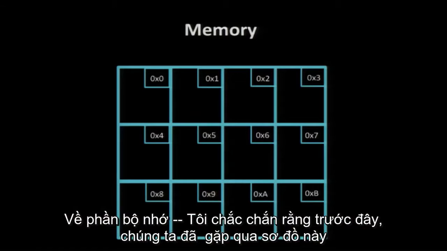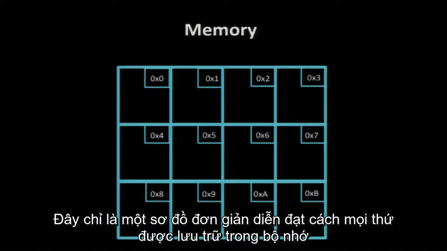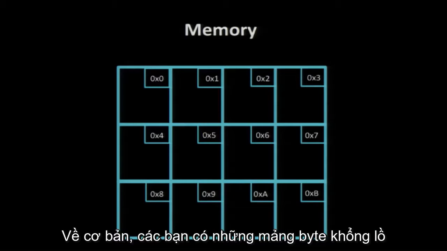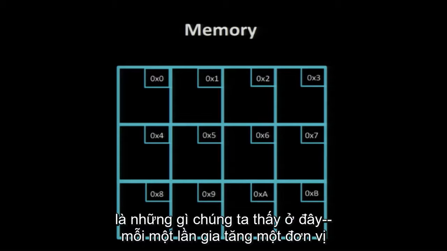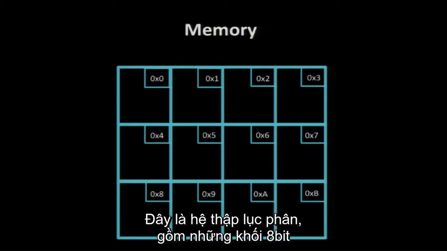So, memory. We've seen this diagram before. This is just a simple diagram of how things might be stored in memory. We basically have these huge arrays of 1-byte blocks, which is what we have here. So it increments by 1 each time. This is in hex, realize.